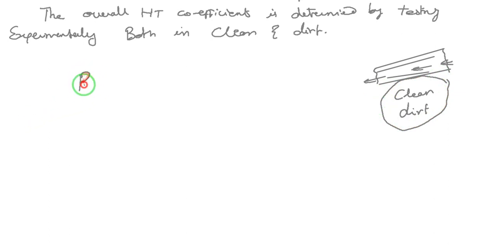So RF, the resistance in fouling, can be determined as 1 divided by U foul, which means the overall coefficient over a span of time when it is in foul condition, minus 1 by U clean, when it is in clean condition. Then only can we analyze the difference of resistance, which means the thermal resistance of the foul condition. This is an important formula.